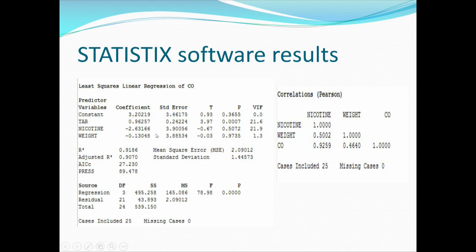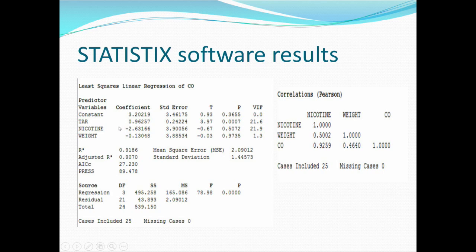Remember I told you they know that these variables are all positively related to CO. And they start looking at the beta coefficients. And they see a positive coefficient on tar. Well, they expect that, so that's good. But then they see what? A negative beta coefficient on nicotine and a negative beta coefficient on weight? Wait a minute, that doesn't make any sense.